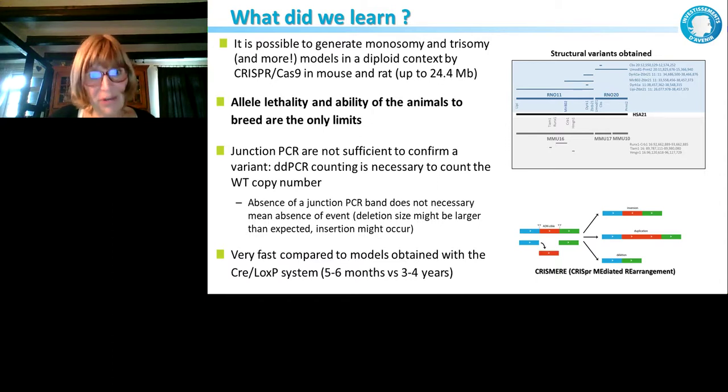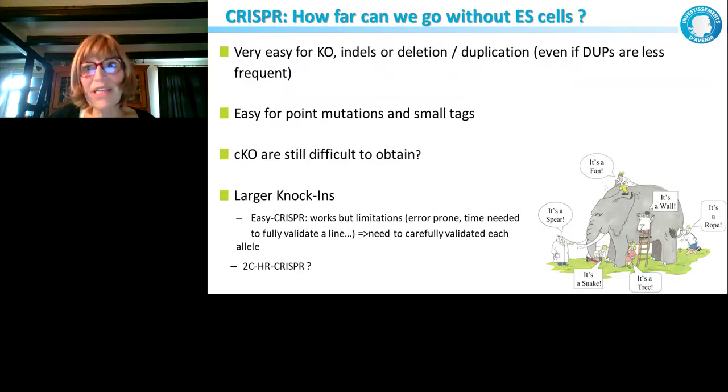And it is really very fast, because we can get a line in 6 months, at least duplication or deletion, whereas before it was taking quite a very long time. That was published, and it is really helpful. You need to know that. Then how far can we get without ES cells?